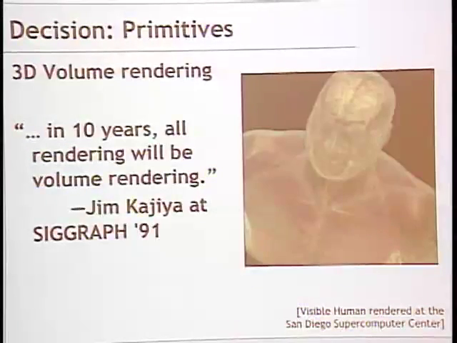Okay, or we could do volumes. So Jim Kajiya, a very famous graphics researcher, said at the time that all rendering was going to be volume rendering. Okay, because volumes are sort of supersets of all the other things. And this is a beautiful volume rendering of a particular dead guy, I guess. Oh, this is kind of gross, so it's a good story.